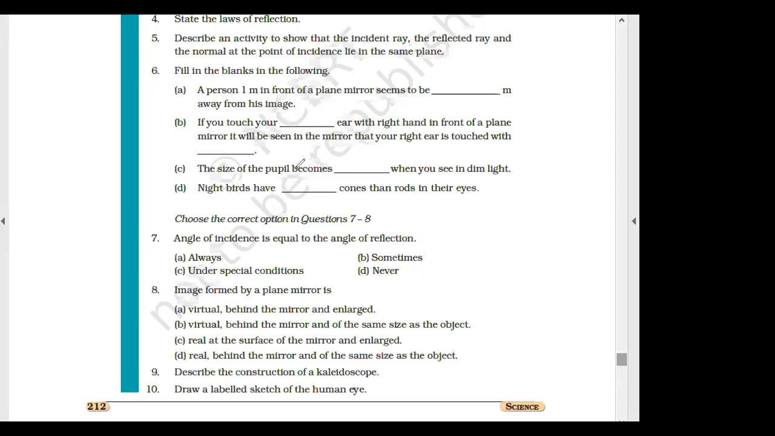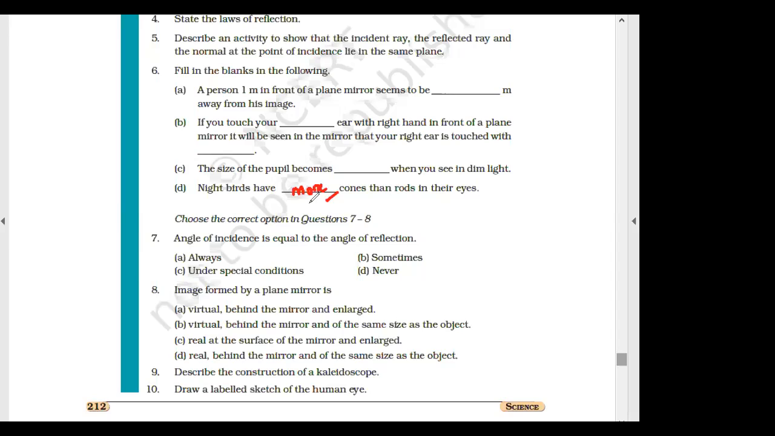The size of the pupil becomes dash when you see in dim light. Large, yes, very good. Night birds have dash cones than rods in their eyes. More, very good. Cones are responsible for brightness.